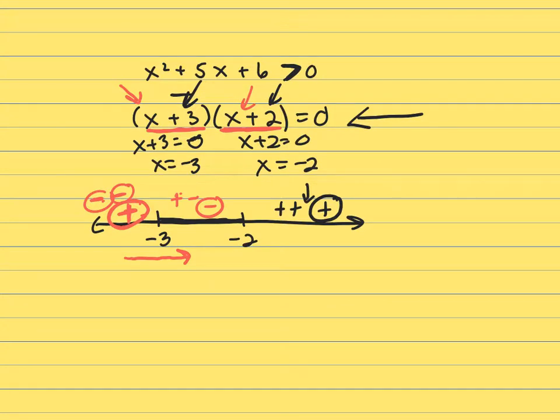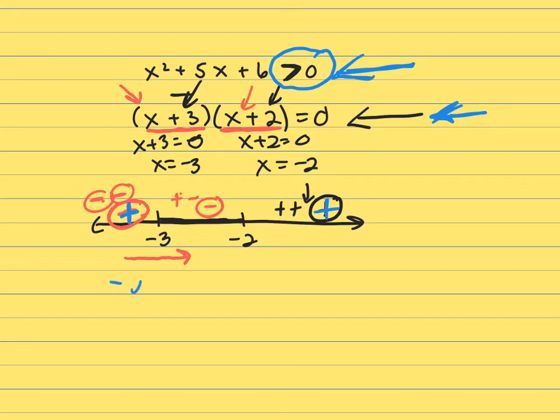Now what you do is go back to your standard form, which is this, where you've got 0 on the right. And you ask yourself, am I looking for positive numbers or negative numbers? I'm looking for numbers that are greater than 0, which are positive. So now look at your number line, and where is it positive? Here and here. That's your solution.